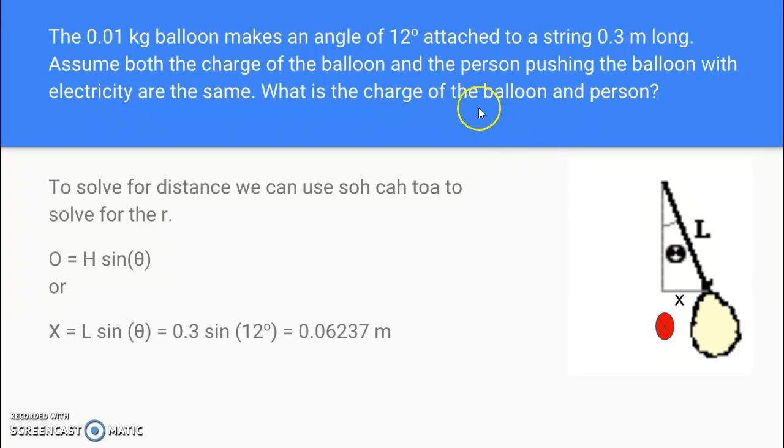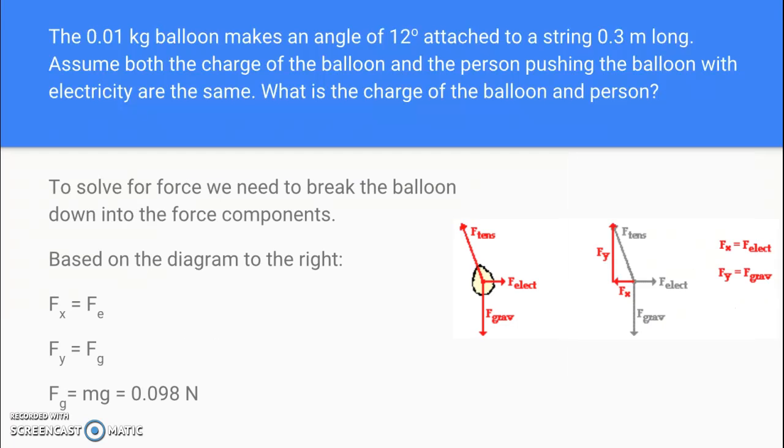In the case of this problem, 0.3 meter long string, 0.3 sine of 12 gives us 0.06237 meters. So we know that this is about 0.06237 meters long, or 6 centimeters across. So with a radius of 6 centimeters, we can keep playing with this. So the diameter is going to be double that, so about 12 centimeters.